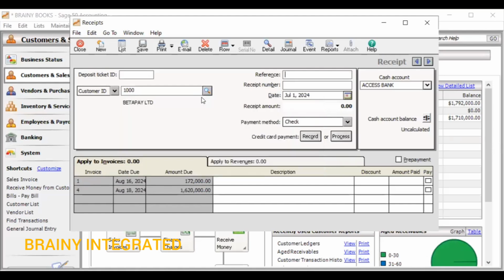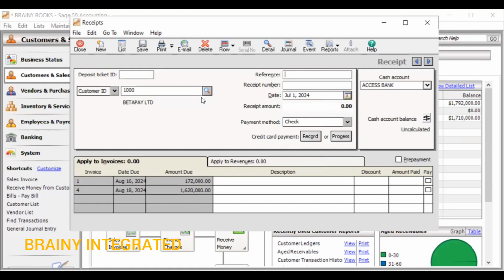So let's click on Better Pay. If you see, oh, fantastic. So Better Pay, can you see how much Better Pay is owing us here? If you can see my screen, please speak to me. Better Pay is owing 172,000 and 1,620,000. So it simply means that this payment must have come in from Better Pay.